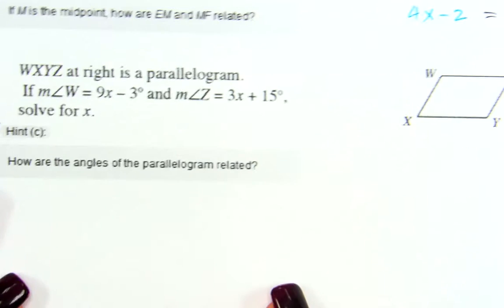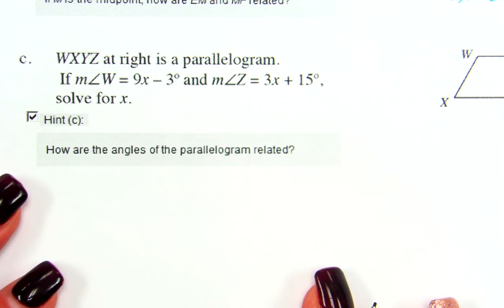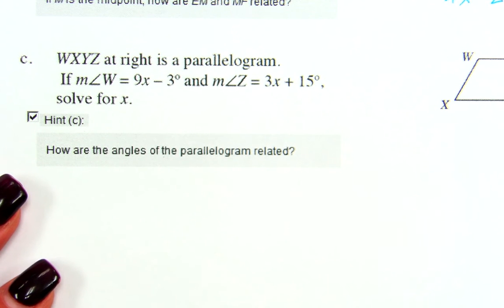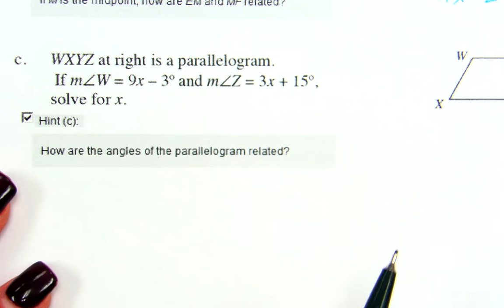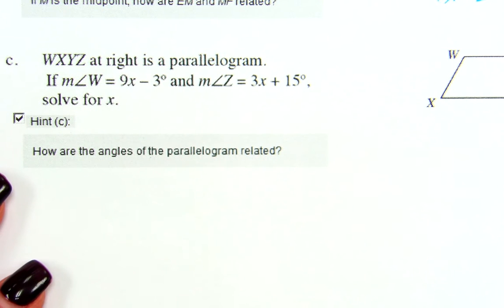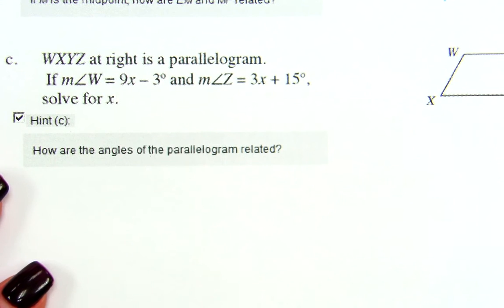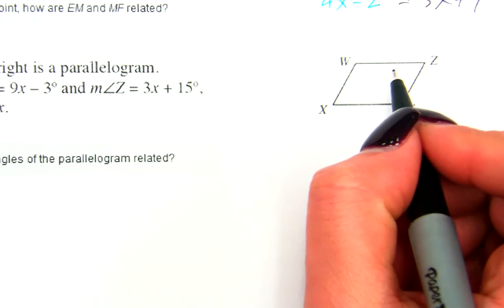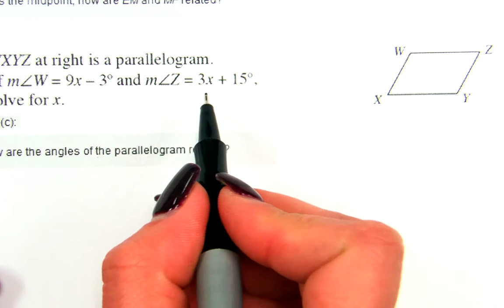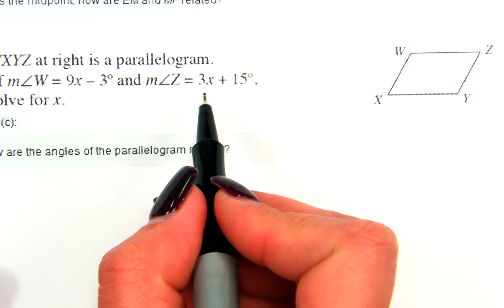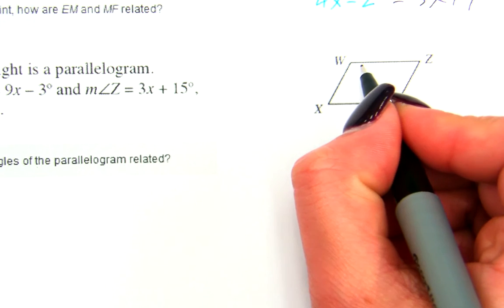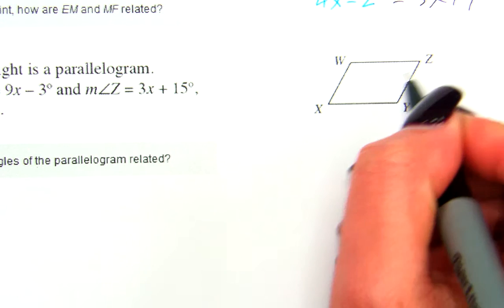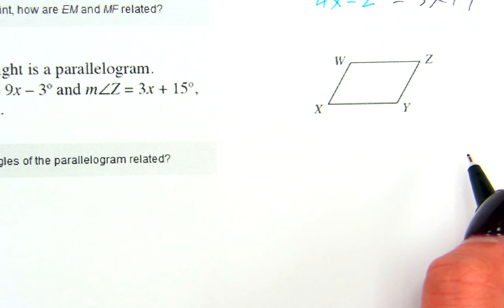Next one. WXYZ at the right is a parallelogram. If measure of angle W is 9x minus 3, angle Z is 3x plus 15, solve for x. Okay, so first we need to talk about really quickly what were the attributes of parallelograms, because I think that was like about 2 or 3 chapters ago. One thing I do know is parallelograms got 4 sides, so there it is, yay. Since we're actually talking about angles in this one, I'm just going to talk about the angles themselves. We found out from before that the opposite angles in a parallelogram were equal to each other.